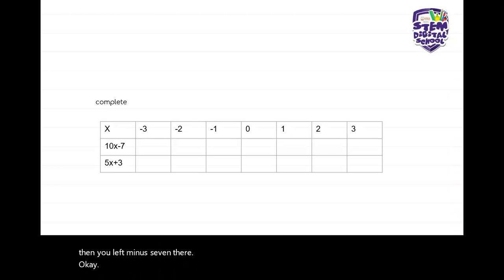So if x is 1, what will be the value of the expression? If x is 1, then you'll have 10 minus 7, because 10 times 1 is 10, then 10 minus 7. And then, of course, 3 is the answer there. Now, can you tell me what will be the value if x is 2?